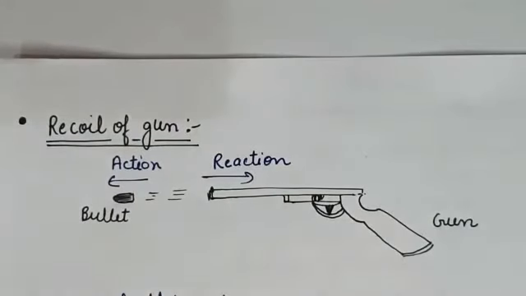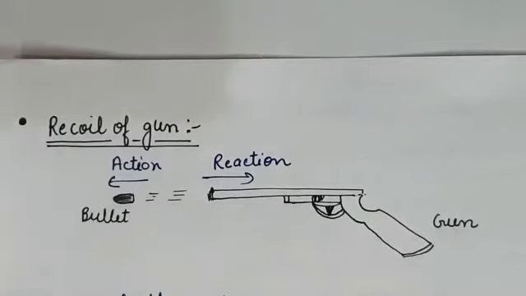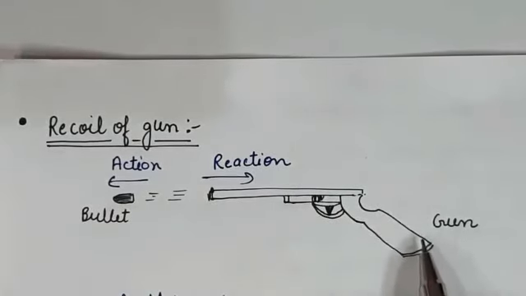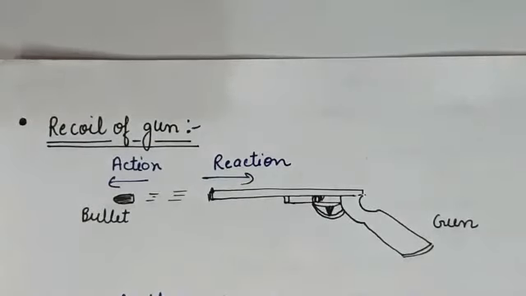Next example is recoiling of a gun. You might have seen that whenever a bullet is fired from a gun, the shoulder of the gunman suddenly moves backward. The man receives a sudden jerk. We say that the gun is moving backward or the shoulder is moving backward. Why? What is the reason behind this? This is just Newton's third law.